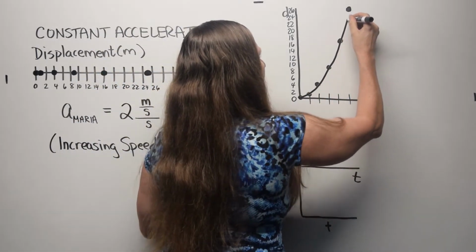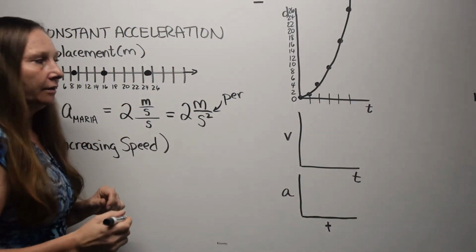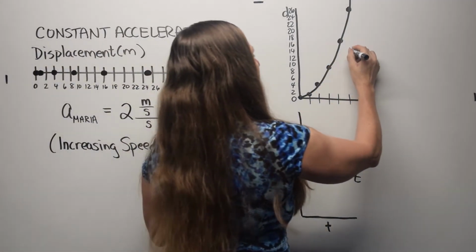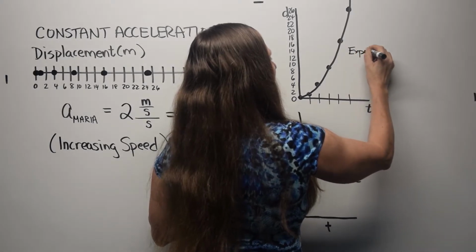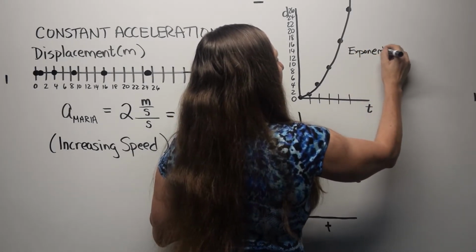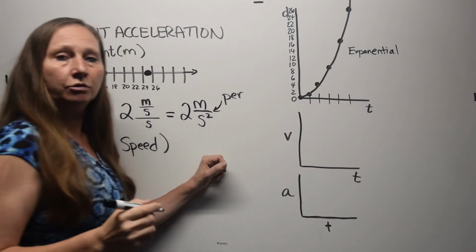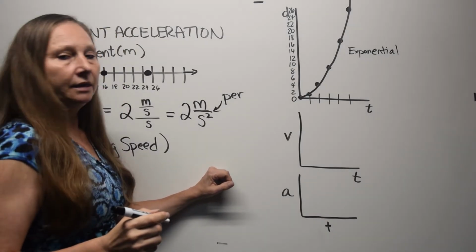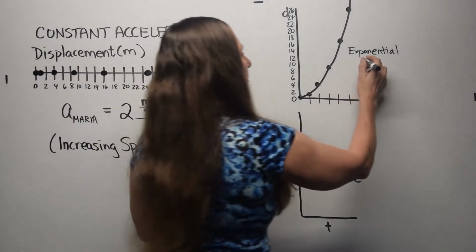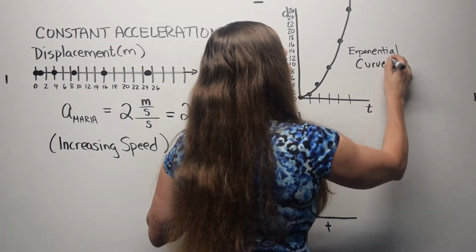A nice curve, just like that. You can call this exponential. We won't go into detail about that right now. You can call it an exponential graph, but in any case, it is curved. We're going to call this a curve.